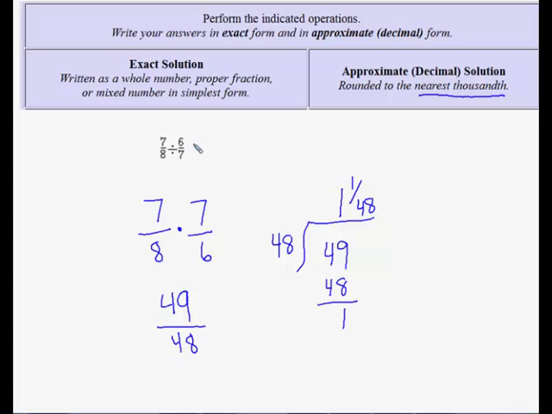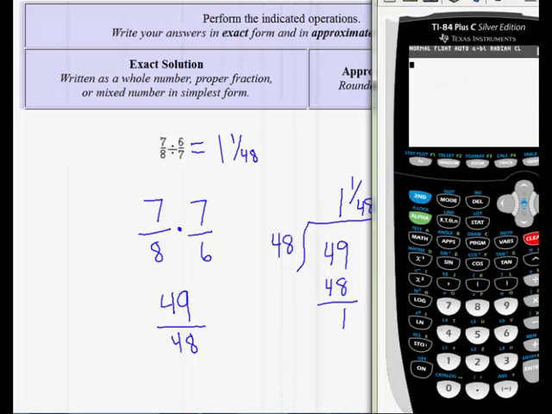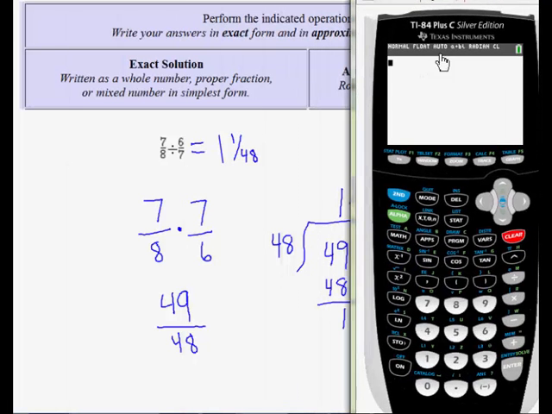So here is my answer. I can say that this is exactly equal to 1 and 1/48. Now I'm going to move to my calculator and type out 49 divided by 48, or just to show you that it has the same value, you could have written 1 plus 1/48.